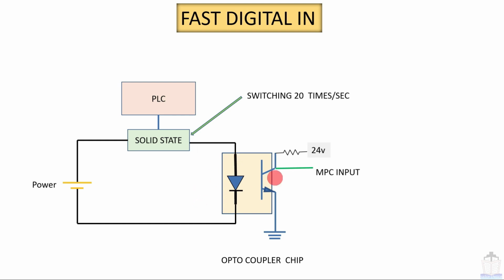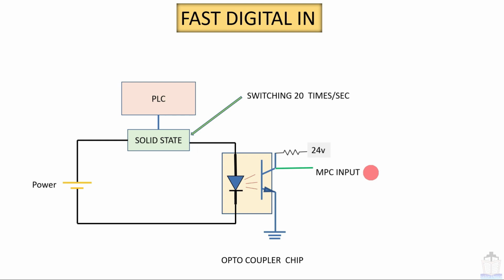So now I am going to give you some animation so that you can understand how the fast digital input works. Here you can see that the light will appear and disappear very fast. So you can see it like this. This is how the switching is done in the fast digital input. I hope this fast digital input is clear.